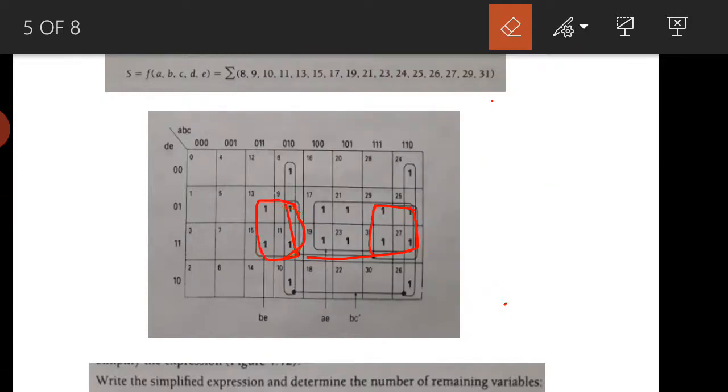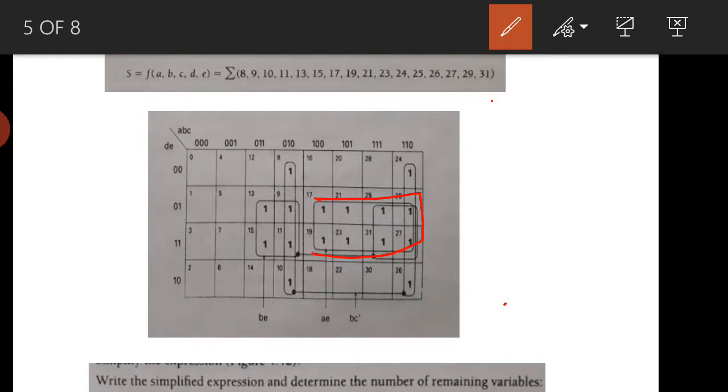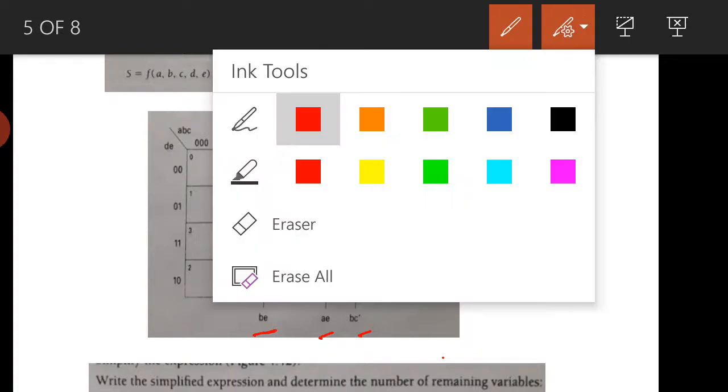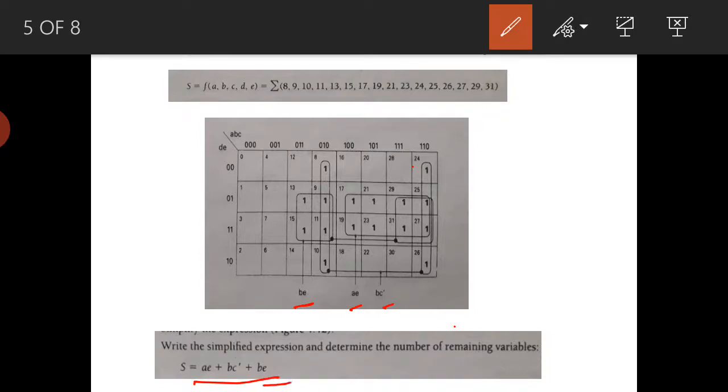And next, this 8 is grouped, the second one, and the third one, these 4 and these 4 together, it is grouped. As there are 8 values, 3 groups, then 3 simplified terms will come. That is BE, AE and BC bar. So this is how the K map has reduced the variables, and it is given as S equal to AE plus BC bar plus BE.